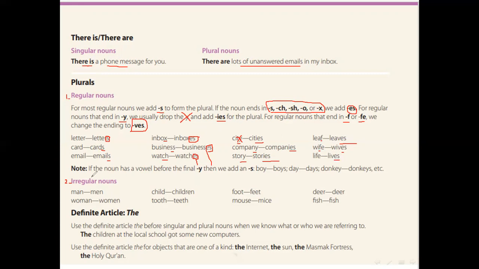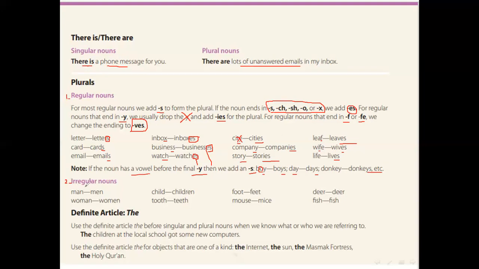Keep in mind this note: if the noun has a vowel before the final y, then we add s. We just add s without omitting y, without dropping y, like boy, here y and o. Here, the vowel is before the final y, so we add s. Boy, boys, day, days, donkey, donkeys, because a vowel is before the final y.